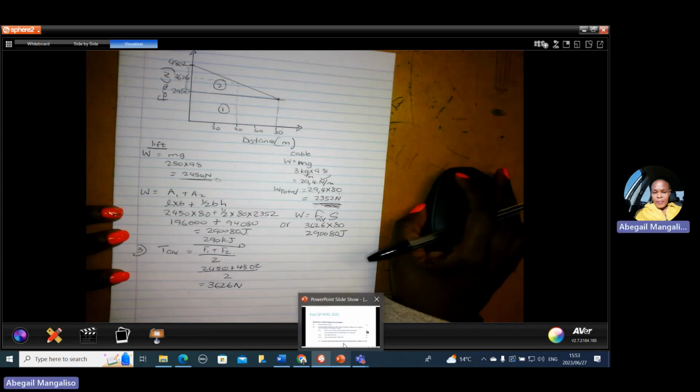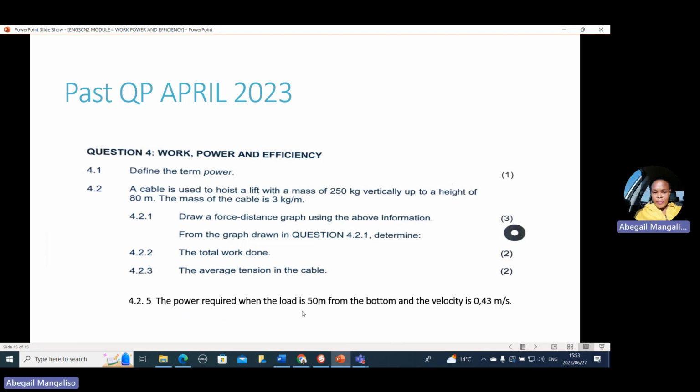Last question says, determine the power required when the load is 50 meters from the bottom and the velocity is 0,43. Sometimes you can be given time. When you're given time to calculate power, it means power will be equal to work done over time. When you are given velocity, power will be equal to force multiplied by velocity, and this force here is the average. Also, you can calculate using this formula by calculating time first, using the given velocity. Now, power required when the load is 50 meters from the bottom: the power required to hoist the remaining length of the chain. Now let's go to the graph.